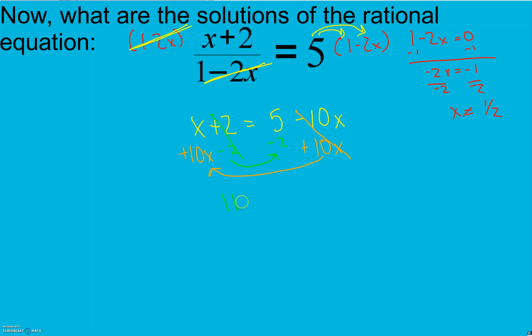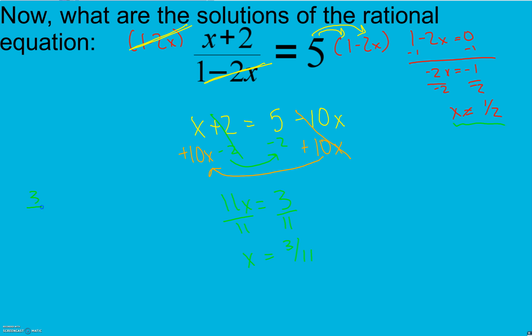I have 11x equals 3. Divide by 11. And I get 3/11ths, which is approximately 0.27 repeating. I'm going to double check that answer. It's not one of our restrictions, so that seems fine.